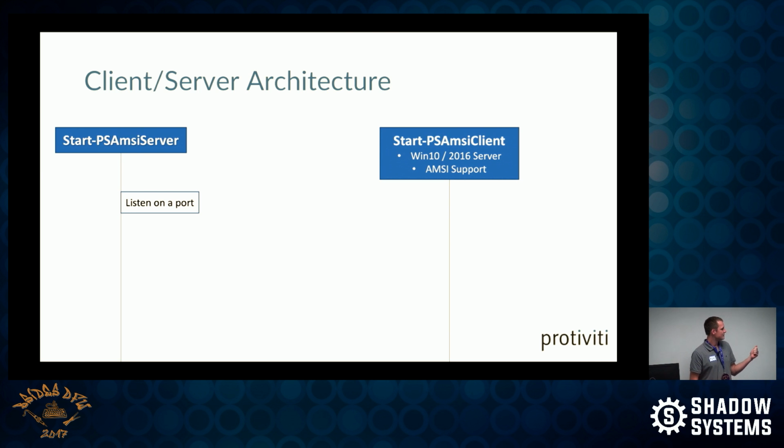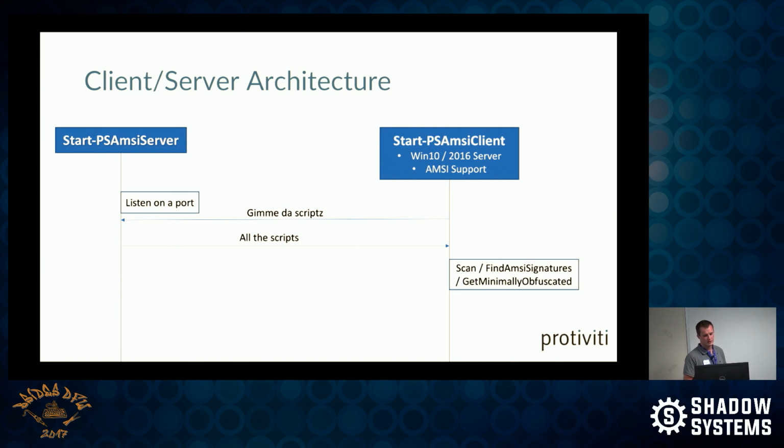So all it does is it opens up a port on the server. Then you start up the client on like a Windows 10 machine with AMSI support. It'll connect back to the server and ask for all the scripts that you want to operate on. It'll send it back, do all the stuff we've been talking about, finding signatures and obfuscating, and then it'll send back the results to the server, and the output will actually come on the server side.